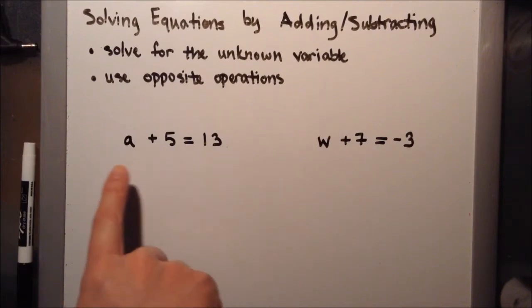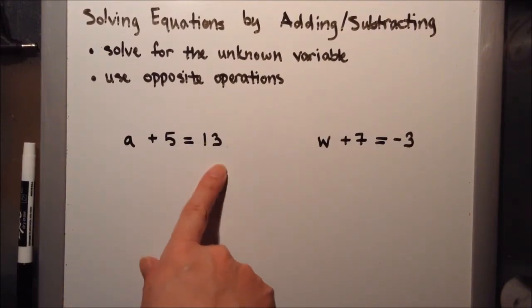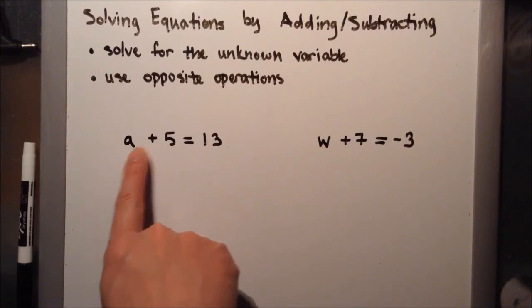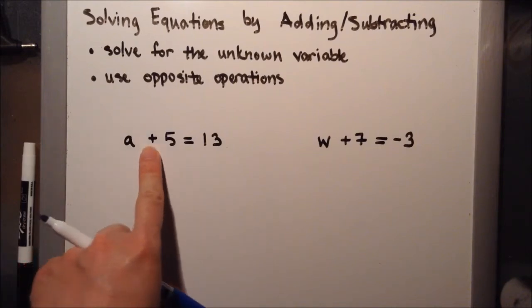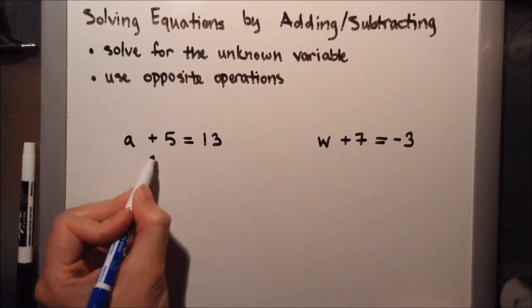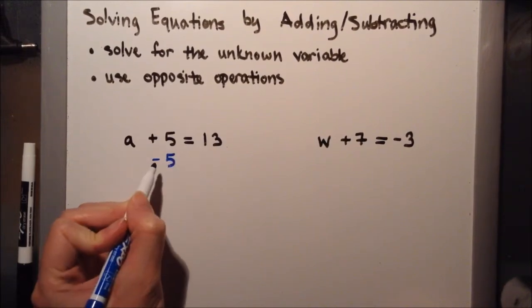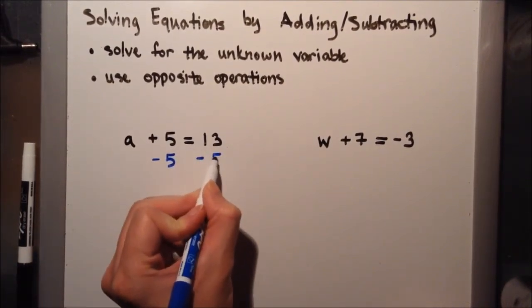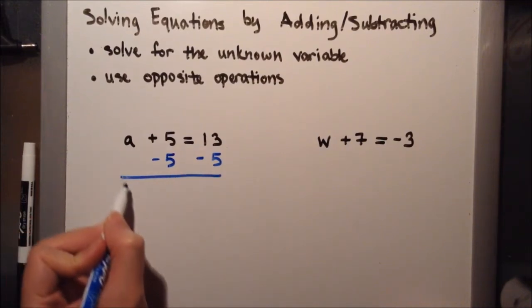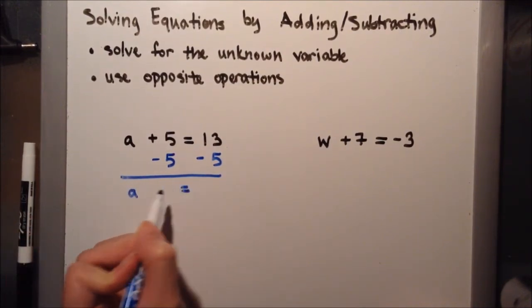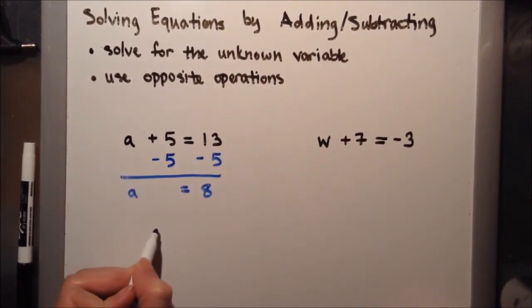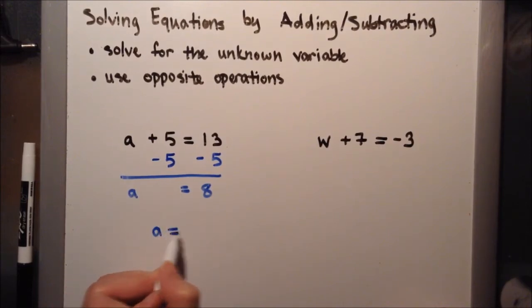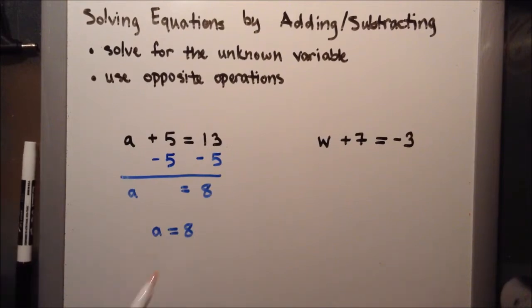In example 3, we have a plus 5 equals 13. Now we want to get a by itself, but it has the plus 5. So what we're going to do is the opposite of plus 5, which is minus 5. Since I did it on the left, I'm going to do it on the right. So I'll bring down the a. And then I do 13 minus 5, which is 8. So since a is by itself, we get the final answer, a equals 8. That's the final answer for example 3.